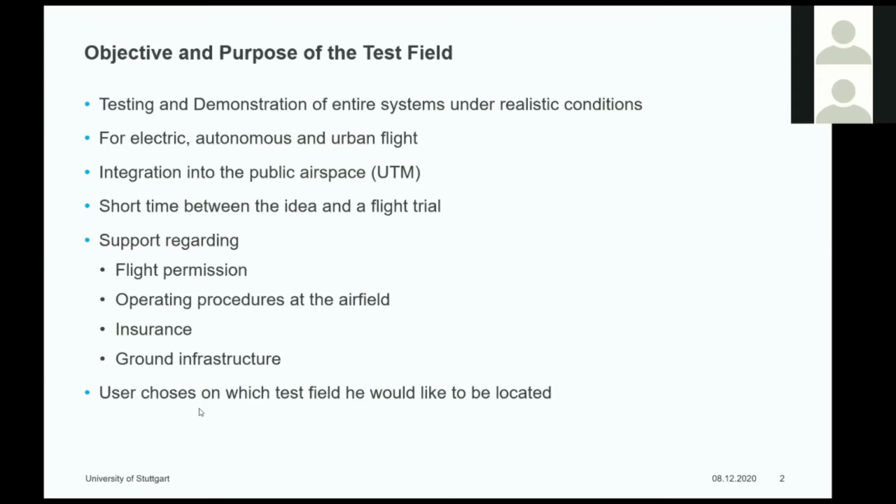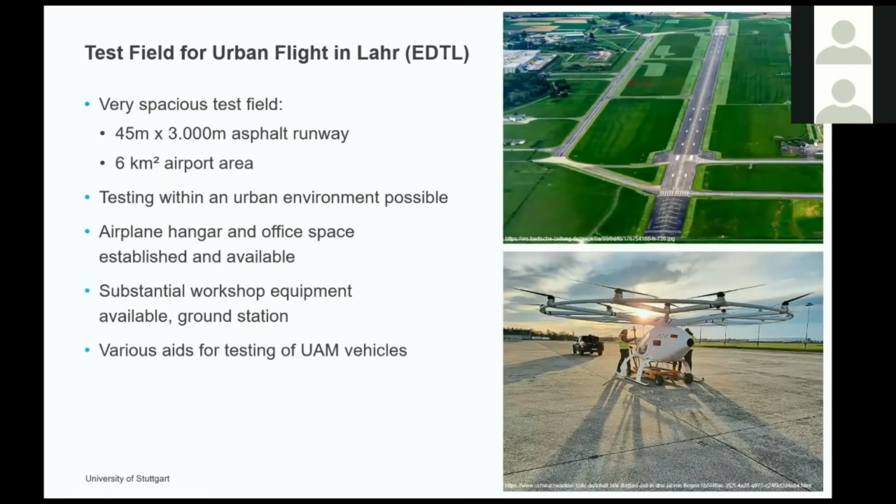One of these test sites is located in the west of our state, close to the French border, at the airport of Lahr in the Black Forest. This very spacious test field with a 3-kilometer asphalt runway and an airport area of over 6 square kilometers allows very big tests on the airfield parameters.